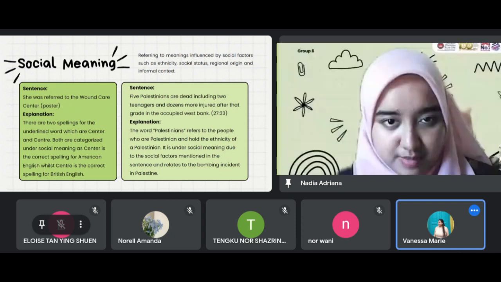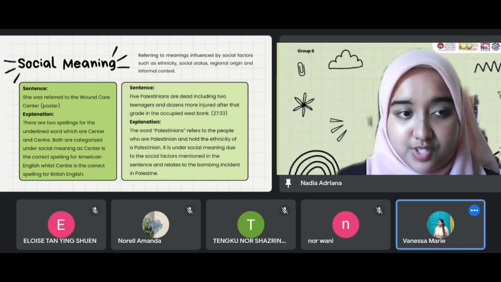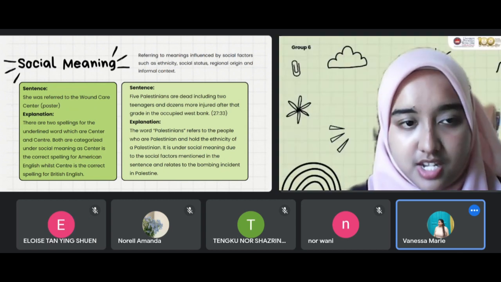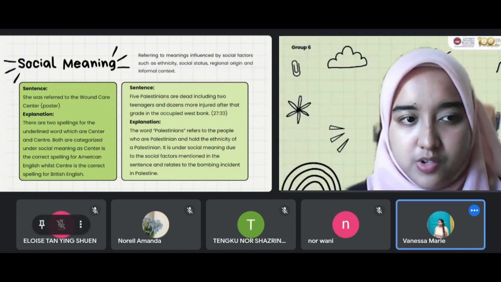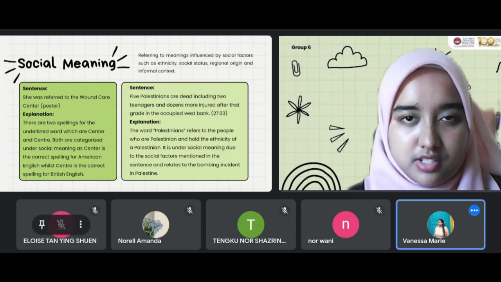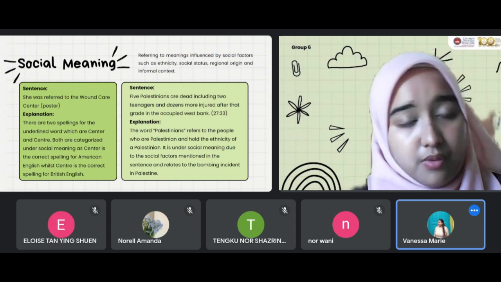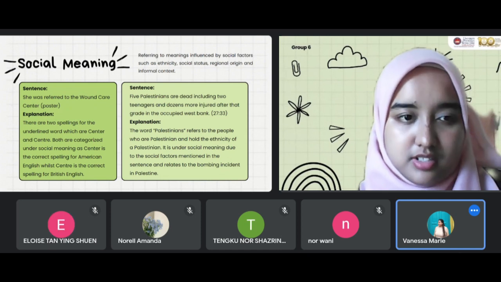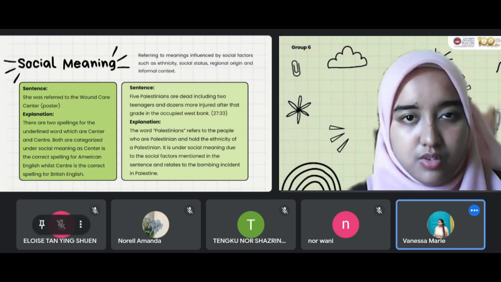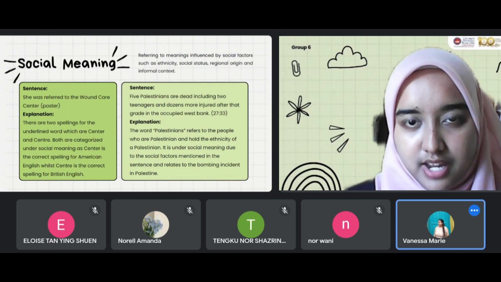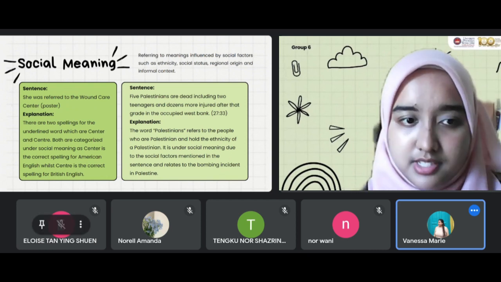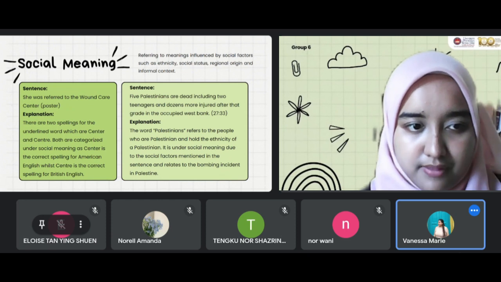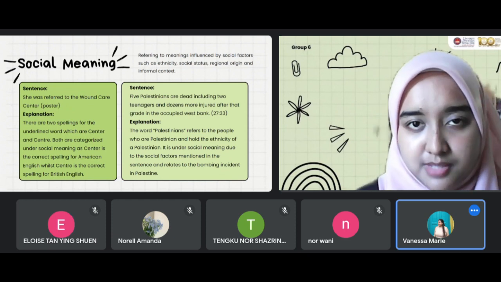Okay, next, moving on to the social meaning. The term social meaning identifies the constellation of traits that linguistic form convey about the social identity of their users, for example, demographic, personality, and ideological orientation. So let's take a look at the example with me. "5 Palestinians are dead, including 2 teenagers and dozens more injured after that raid in the occupied West Bank."